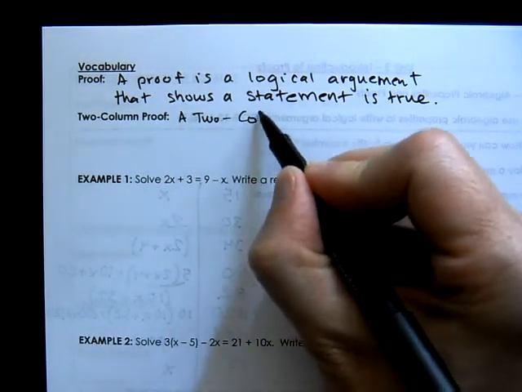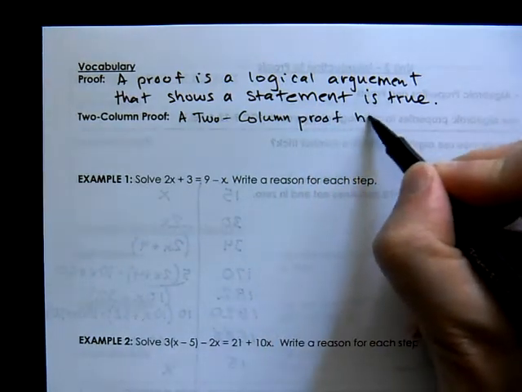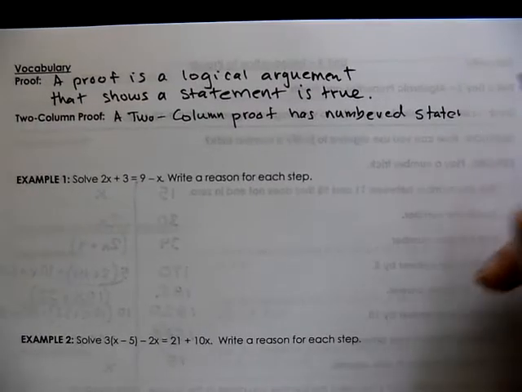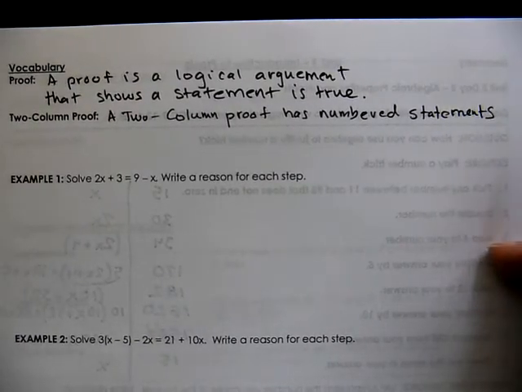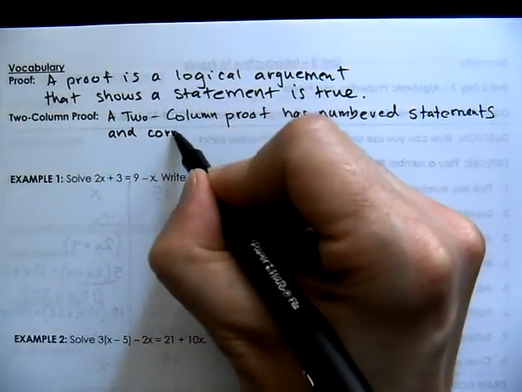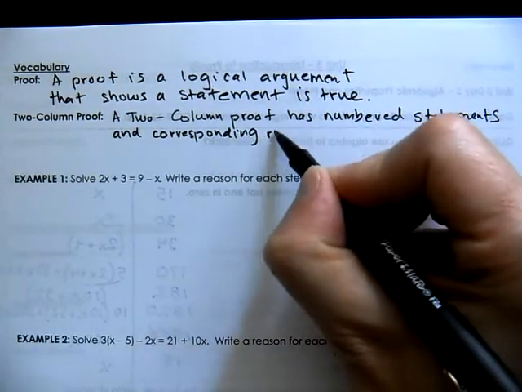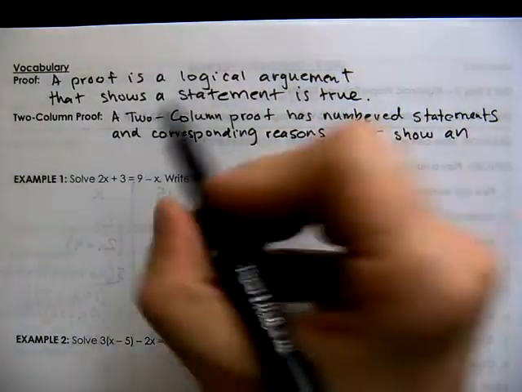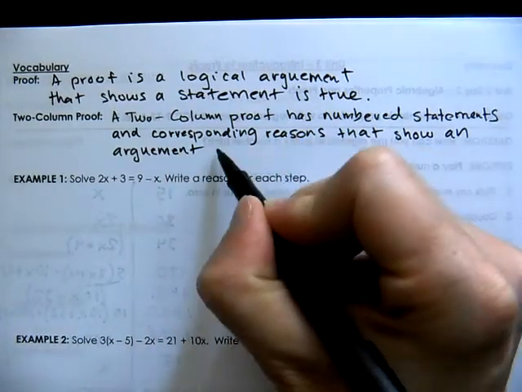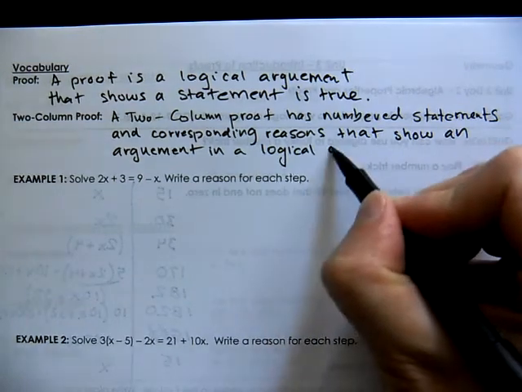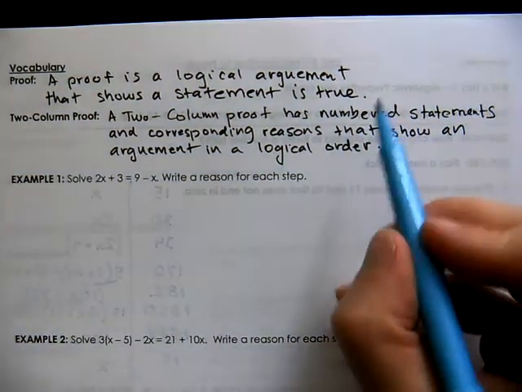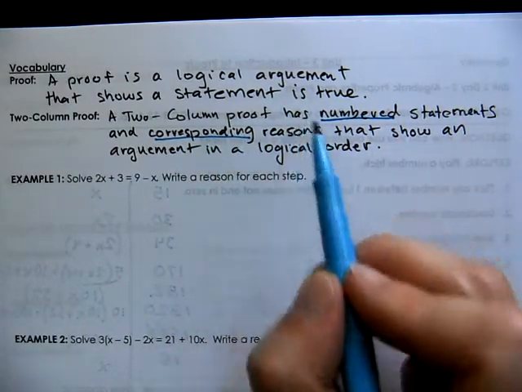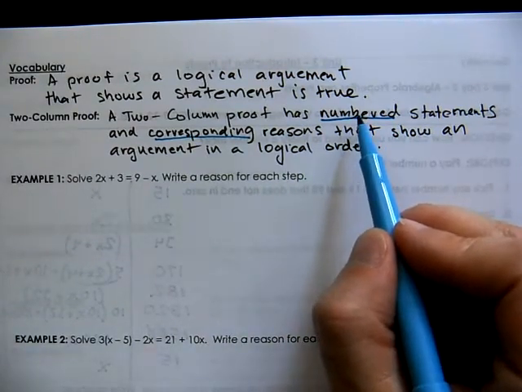A two-column proof has numbered statements and corresponding reasons that show an argument in a logical order. So we are going to have numbered statements and corresponding reasons. That means we're going to number the statements. We're also going to number the reasons. So there's two columns. Each column will have numbers to indicate each new idea that we are using.